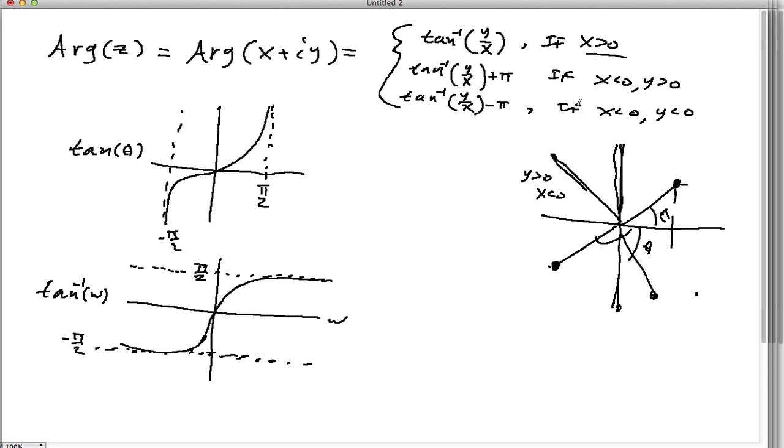All right, so that gives us a way to write down the argument. That's how we can write it down. So that becomes the principal argument of our complex number. It's a kind of complex expression, but it works okay. All right, thanks very much.